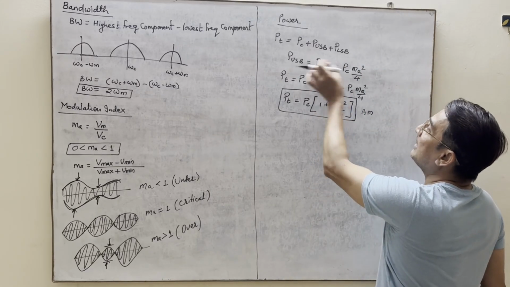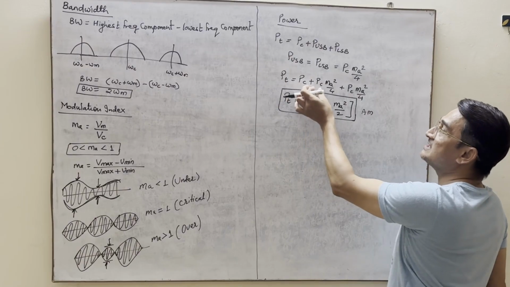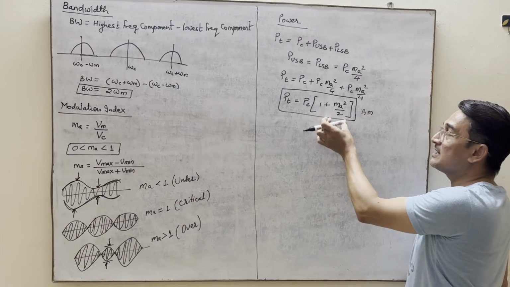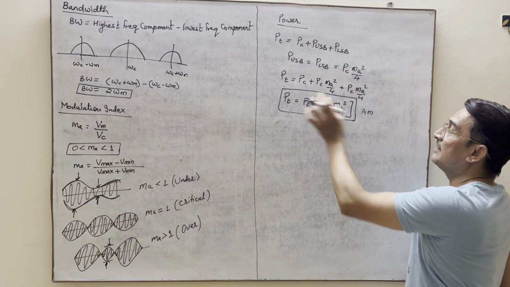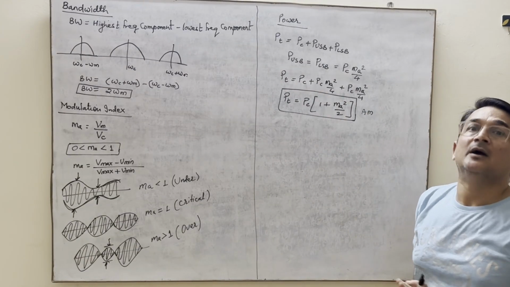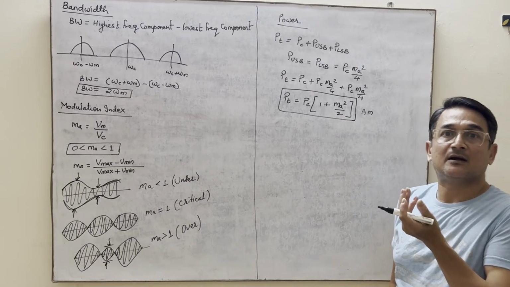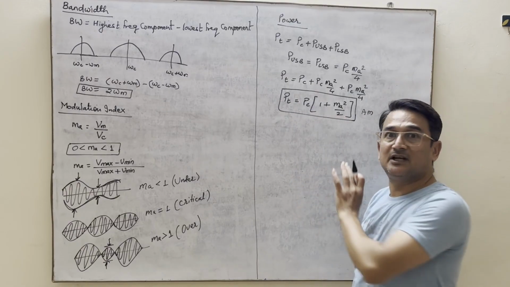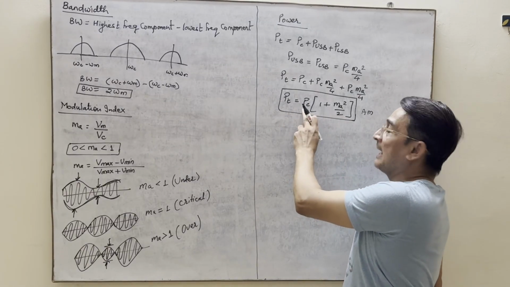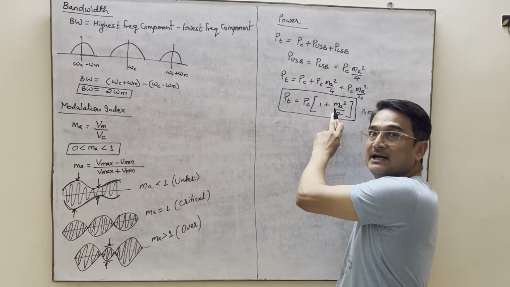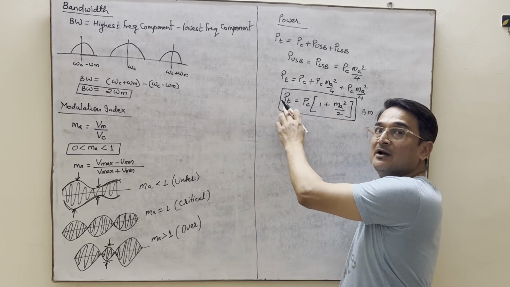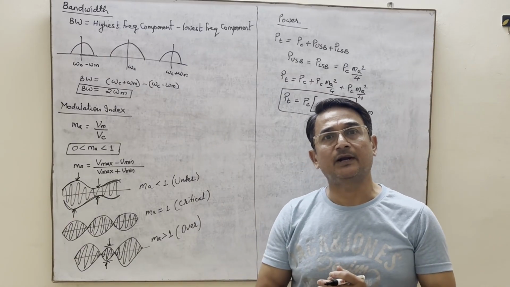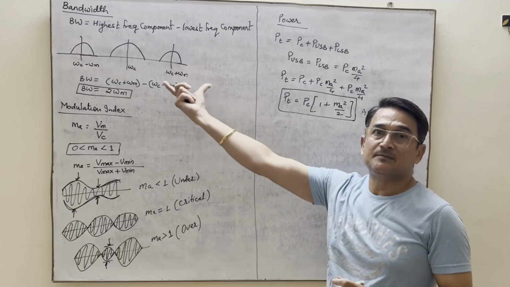So by putting this value in this equation, we will get PT is equal to PC plus PC MA square by 4 plus PC MA square by 4, which is PC into 1 plus MA square by 2. So this is the power content of AM signal. Usually some numericals may come in the exam asking to calculate any of the three values. They will give you either the carrier power and modulation index, then you need to calculate the total power, or out of these three any two values will be given and the third element you have to calculate. So this is the power of AM signal.